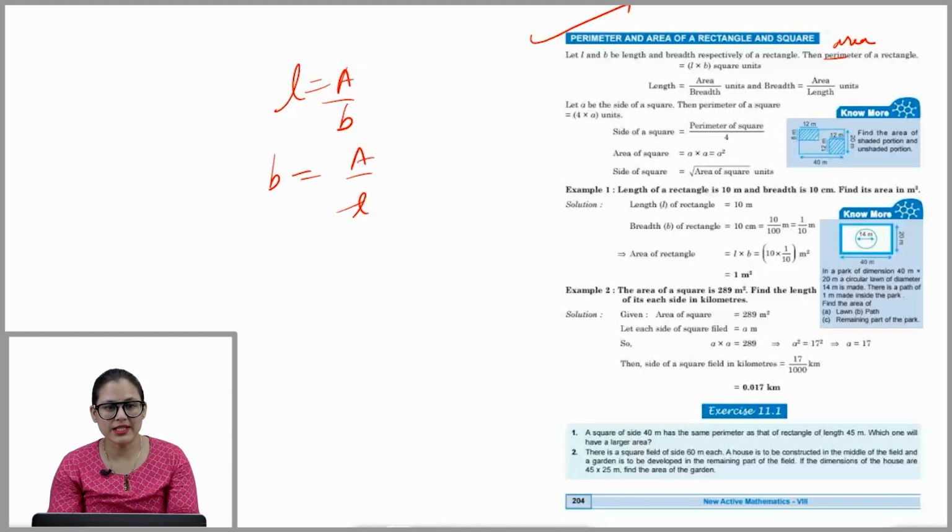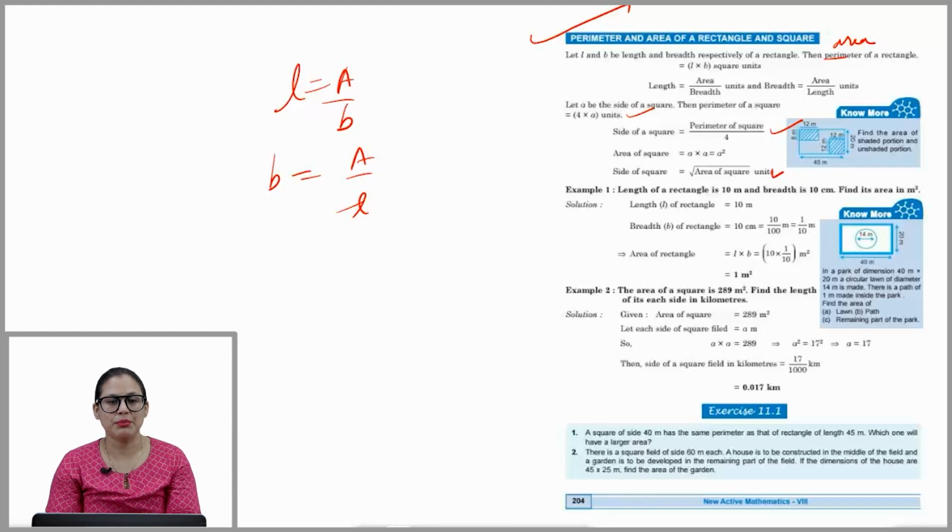Let A be the side of a square, then perimeter of a square is 4 into A units. Side of a square is perimeter of a square upon 4, and area of a square is A into A, that is A square, and side of a square is under root area of a square units.